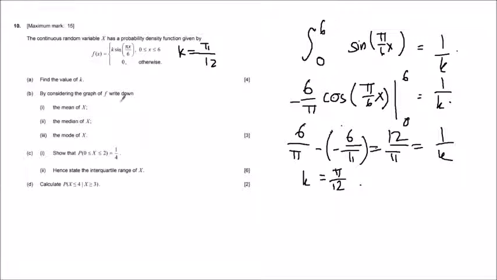By considering the graph of f, write down the median of x. So we can put 3 in here, 3 pi. We have sine of pi over 2. So sine of pi over 2 will give you the value of 1. And then the mean of x should be pi over 12. Should it?